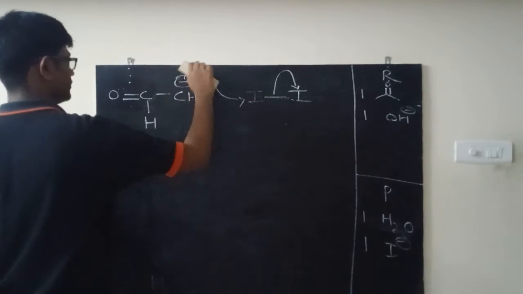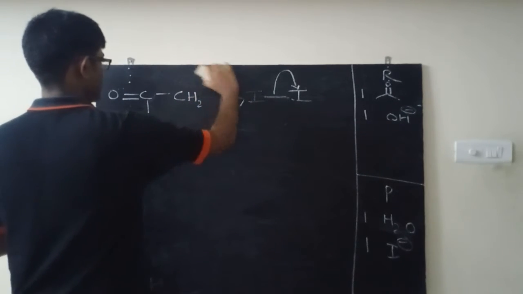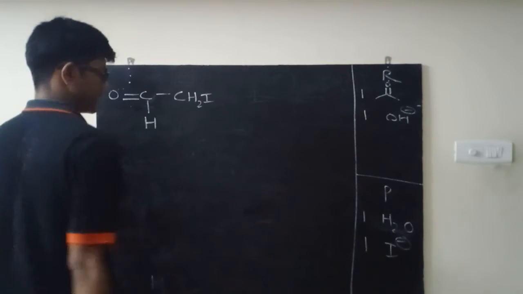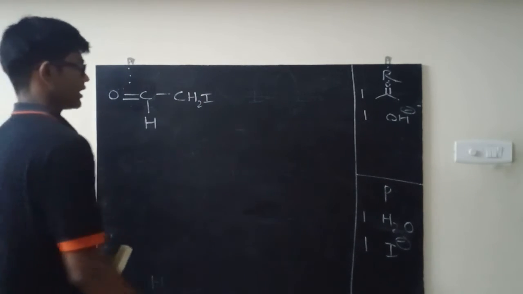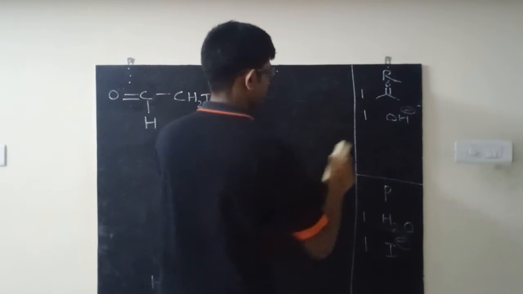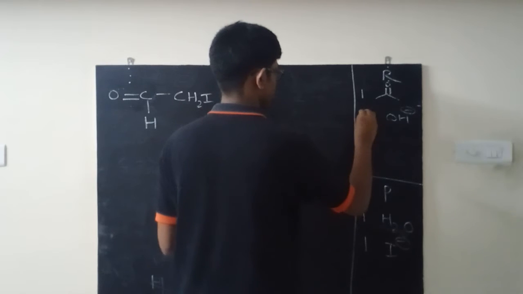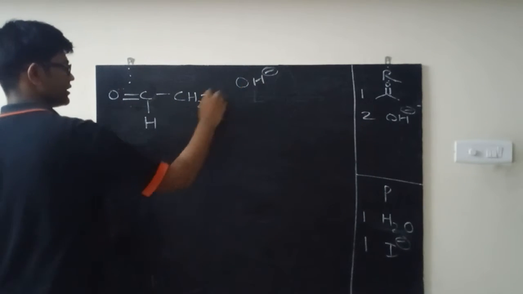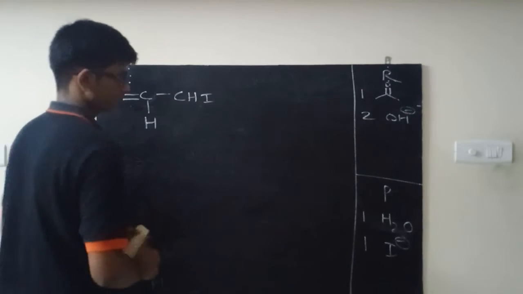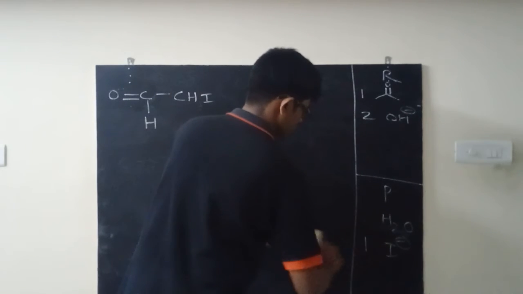So what am I left with? The CH2 and I form a bond, so I have CH2I plus I minus. Now I take another OH minus, so now I have made this 2, right? Same step comes, takes away a hydrogen. Minus H plus, you get water. So this becomes 2 water.